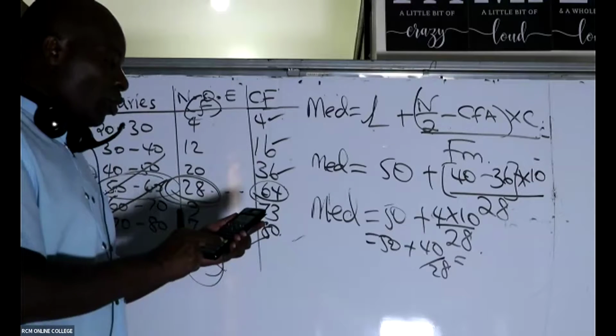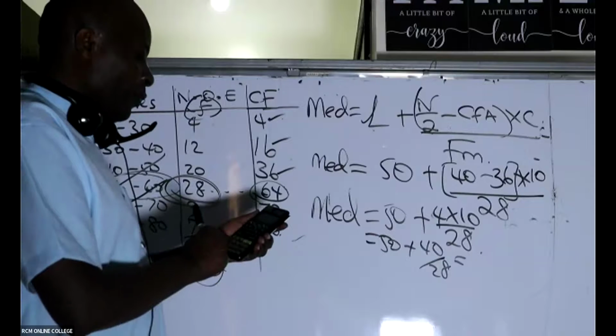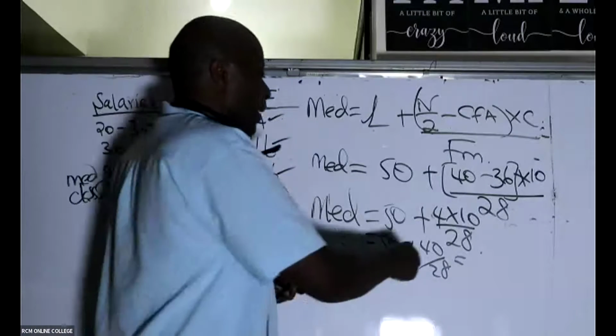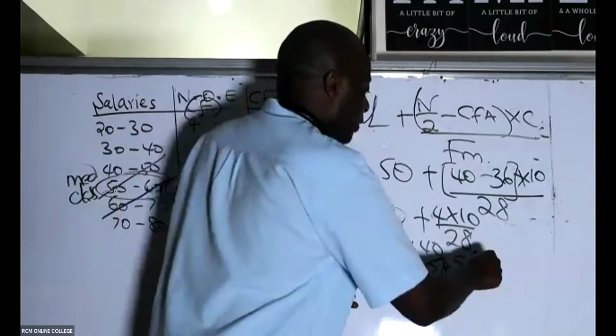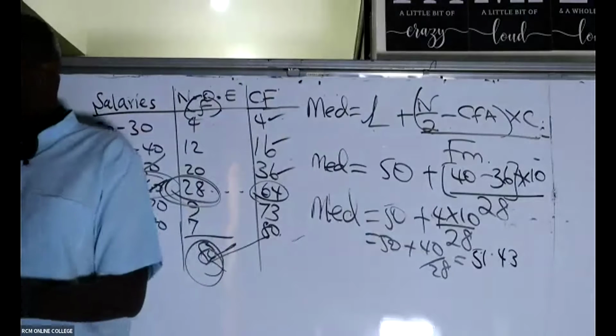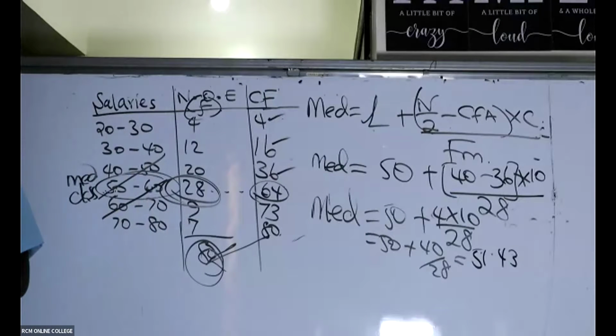So we have here 50 plus 40 divided by 28, which is 1.43. So the median is 51.43. The median salary is 51.43.